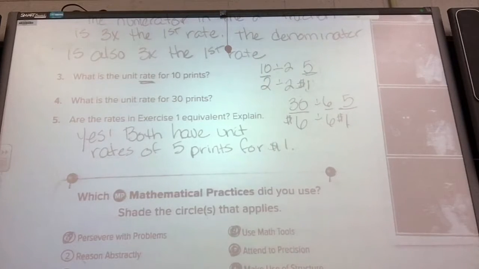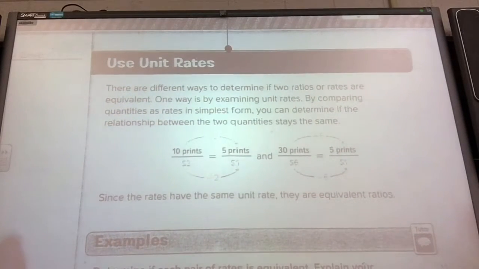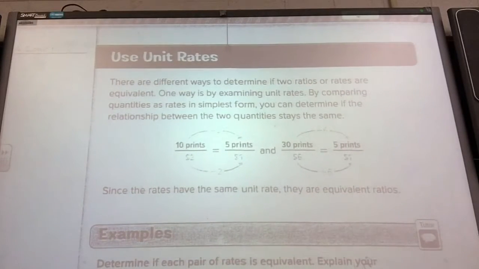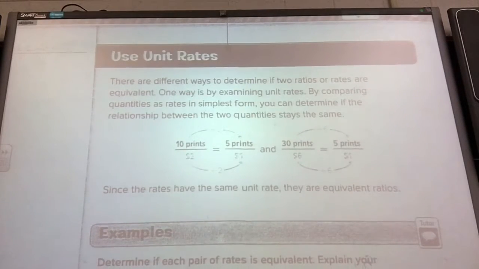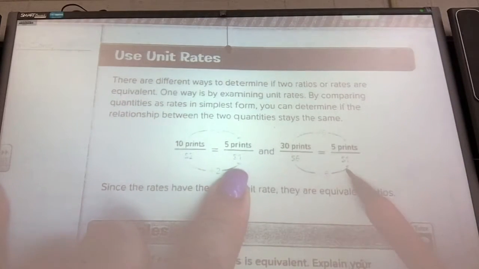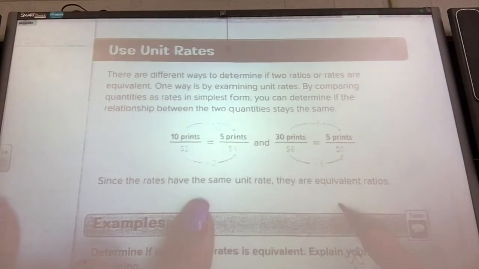All right, so we're going to go on to the next page, and we are going to use unit rates. So let's flip the page. And it says that there are ways to determine if two rates or ratios are equivalent. One way is determined by finding unit rates by comparing quantities as rates in simplest form. You can determine the relationship between two quantities. You can determine if the relationship stays the same. So it gives us this example that we already did that took us down to the exact same unit rate. That's what we just did. Since they have the same unit rate, they are definitely equivalent.